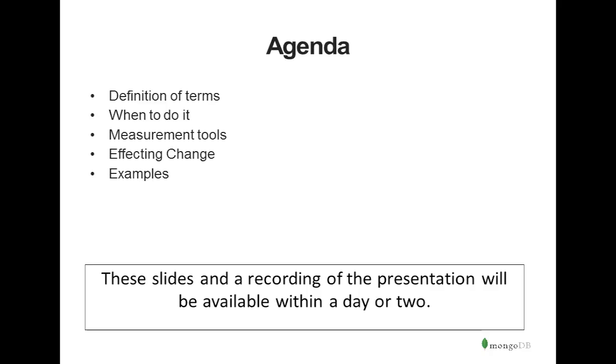So let's go over the agenda. I'm going to define some terms about exactly what I'm talking about with performance tuning and optimization. I'll talk about when to do it. I will talk about some of the tools that you can use to do that within MongoDB. I'll talk about some of the things you can change. And I'll give some examples at the end of some real-world customers who have used these tools and techniques to actually make changes to make their systems more performant.